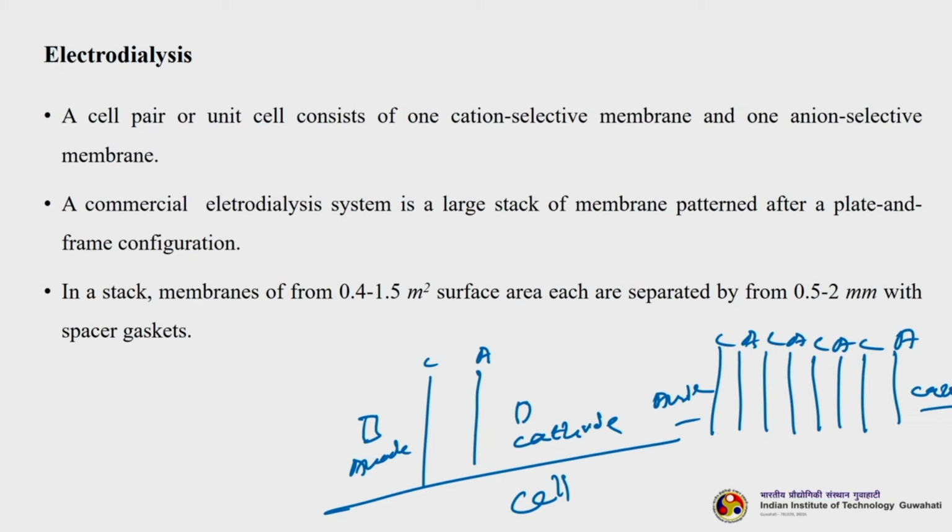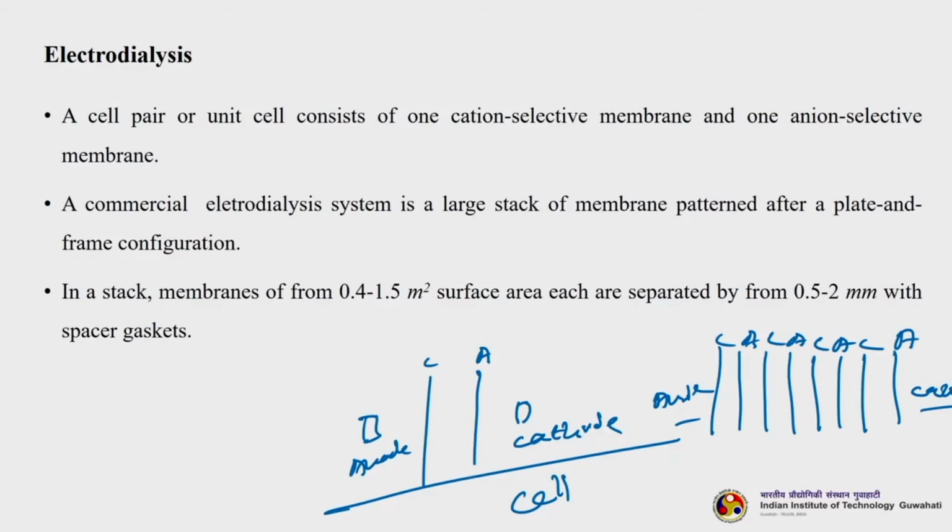Now, please remember that we cannot increase the number of cation exchange membranes and anion exchange membranes infinitely with a single cathode and single anode, that is not possible. So, there is always an optimization that you need to do: with a single anode and a single cathode, the maximum number of cell pairs you can have for a targeted separation. In a stack, membranes of 0.4 to 1.5 meter square surface area each are separated by 0.2 to 2 mm with special gaskets.